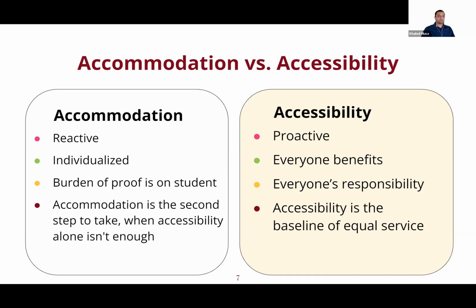Accessibility is a process where you have to think ahead and be responsible for your own content. Whereas with accommodation, you're relying on the student to actually engage with you. So we want accessibility to be more of a proactive approach, with the faculty taking ownership of their content and making sure they are thinking ahead and being proactive about it.